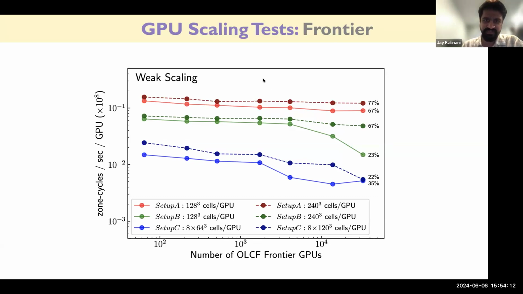And the second trend we find is that typically the scaling stays at about 85 to 90% up to about 1,000 GPUs or more, but then it goes down to about 70 to 80% for setup A, 60 to even 23% for setup B that involves spacetime evolution, and about 20 to 30% for setup C, which has AMR. So definitely inter-node communications and synchronizations can lead to this decrease in performance.